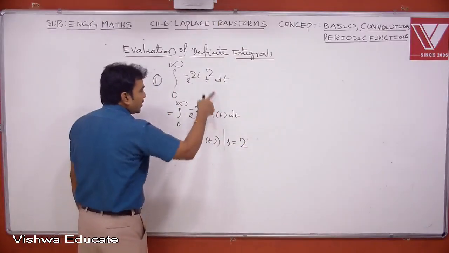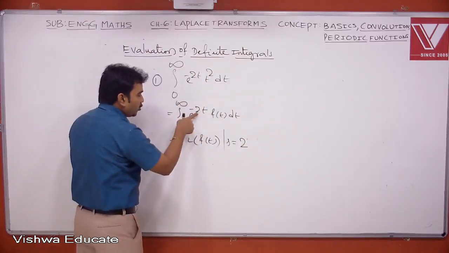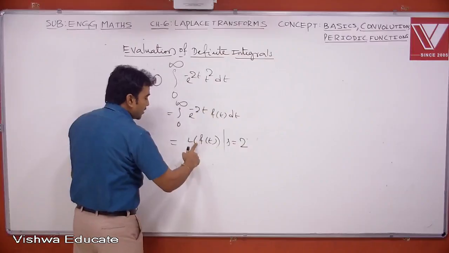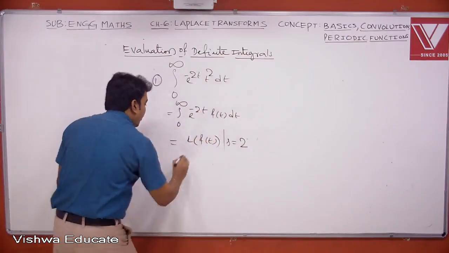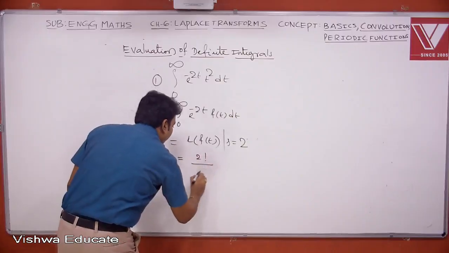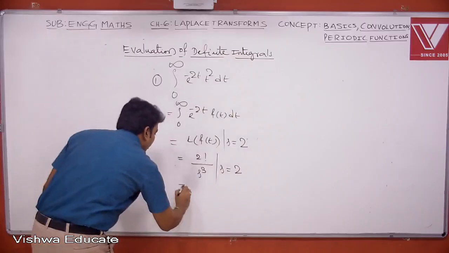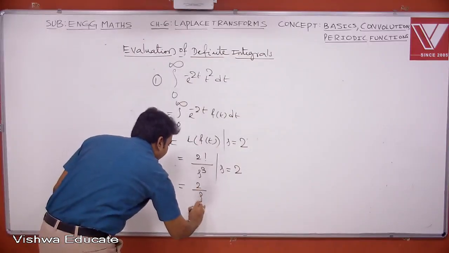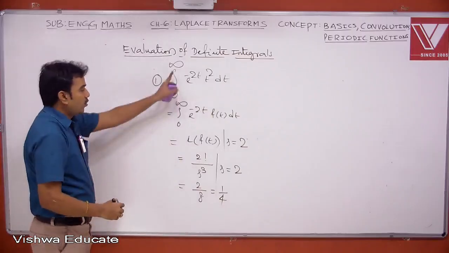Now, what is f of t? F of t is t square. What is s value? 2. So, therefore, this is nothing but Laplace of f of t when s is 2. Laplace transform of t square is 2 factorial divided by s cube. Replace s by 2. 2 factorial is 2. So, 2 by 8. So, this gives the value as 1 by 4. Note this.